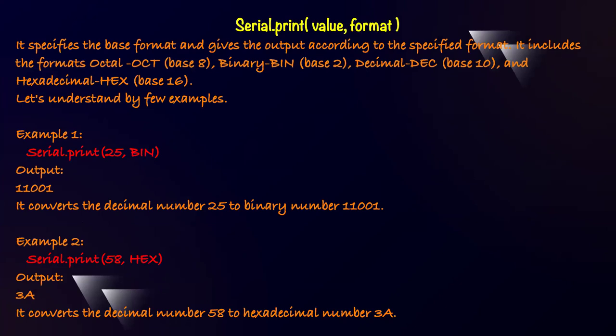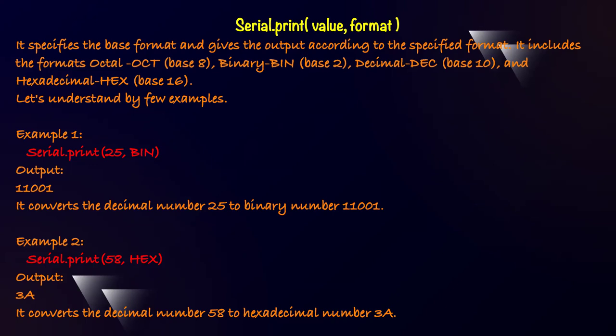Now, serial.print value, comma, format. When we mention the format also, what is the difference? See, it specifies the base format and gives the output according to the specified format. It includes the formats octal, that is base 8, binary, that is base 2, that we generally use in case of digital conversion, decimal, we know, base 10, we use it daily, and hexadecimal, base 16. Okay, let us understand by examples. These are very important. That's why I've put examples everywhere so that it becomes very clear.